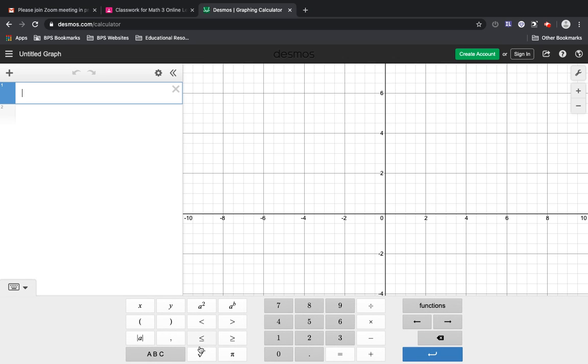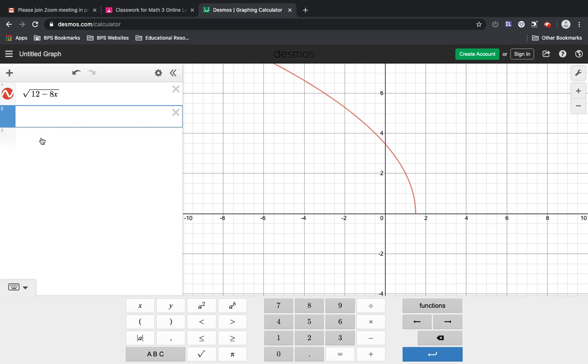All right. So what we want to do is put the square root in there. So it'd be the square root of 12 minus 8x. That'll be one equation. And the other side of the equation would be just 6. I'm sorry, y equals 6.